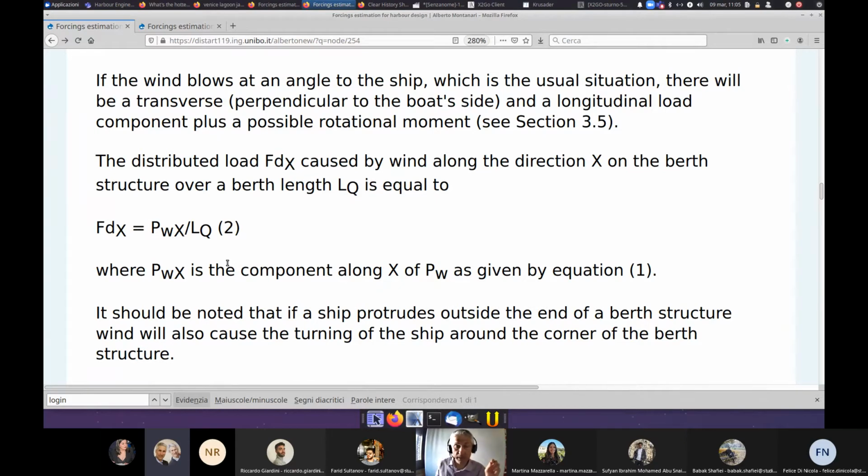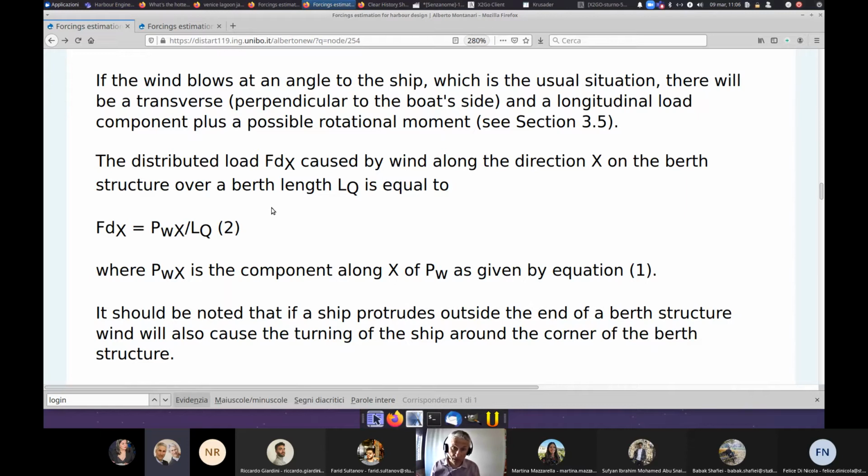the dimension LQ, which is the dimension of the berth along the considered direction. So if you have a berth that is 50 meters long, and you get a longitudinal component of the wind against the ship equal to, let's say, 50, whatever the measure unit is, you divide the total component of the wind load by the length of the berth, and you get the distributed load. What is the meaning of this distributed load? You should use it to design the berth structure.